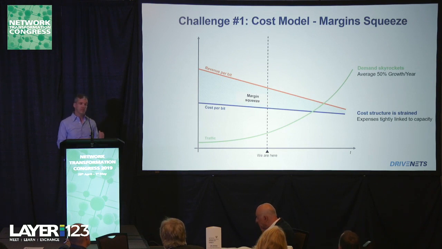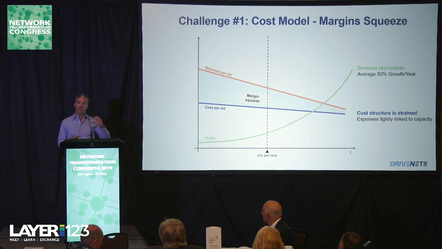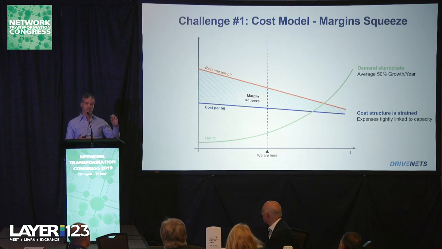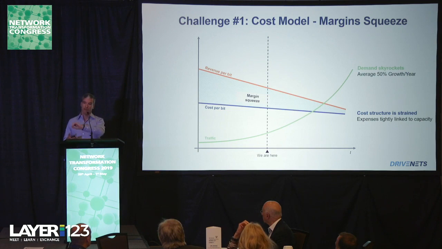Now, it's more important to understand the reason for this behavior. And the reason is in the cost structure of the network. Today, the cost structure is a tight coupling of the expenses with the capacity, with the growth. So we need a new model that disconnects this tight coupling between the capacity, between the growth, and the cost.